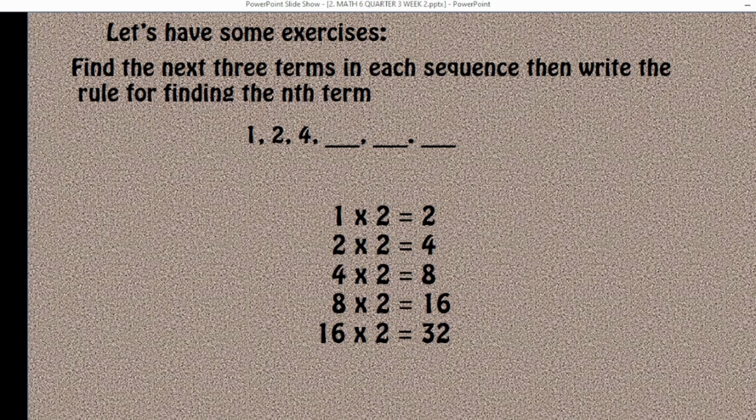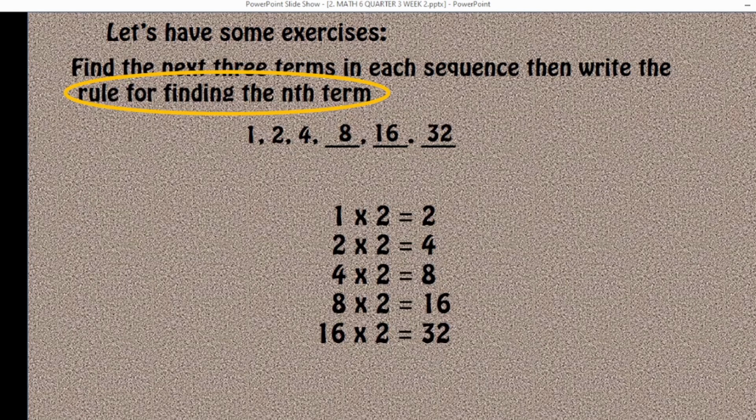Ganon din ang ginawa sa susunod. And 8 times 2 is equal to 16. And 16 times 2 is equal to 32. So, our answer is 8, 16, and 32. Good job, children! Alam ko na ganyan din ang inyong sagot.